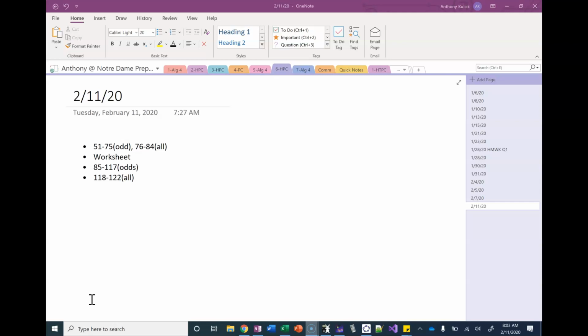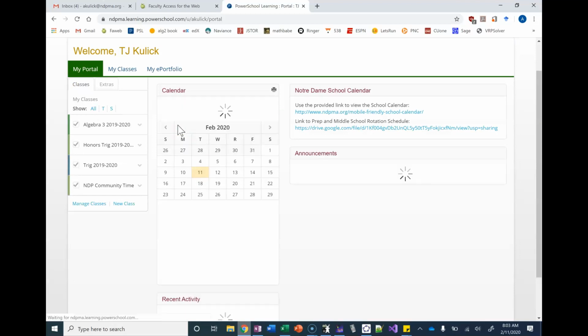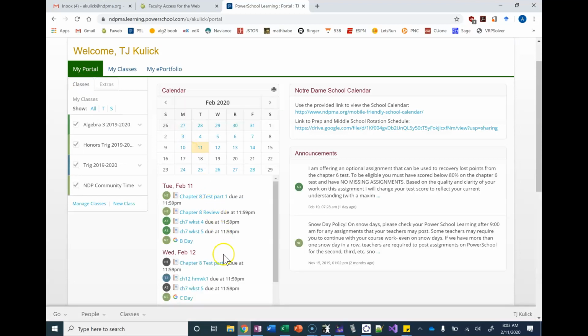I'll talk a little bit about the test format once again. So I've divided the test into two parts. The first part is tomorrow. That part's focus is going to be on the shorter, more computational questions.